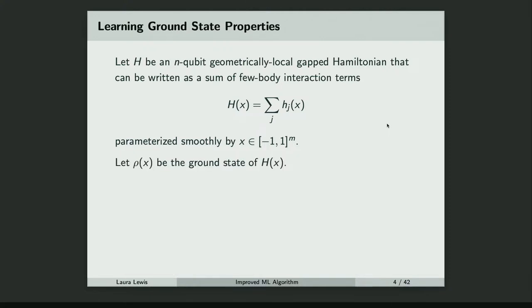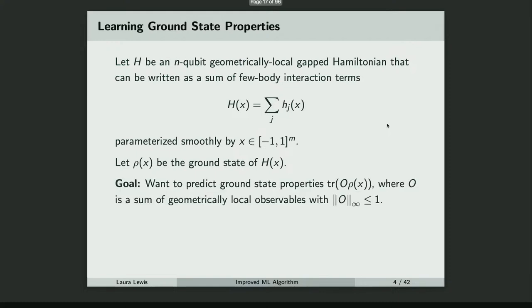And throughout the rest of the talk, I'll use rho of x as the ground state of h of x. Just throughout, anytime you see a rho of x, it should be the ground state.